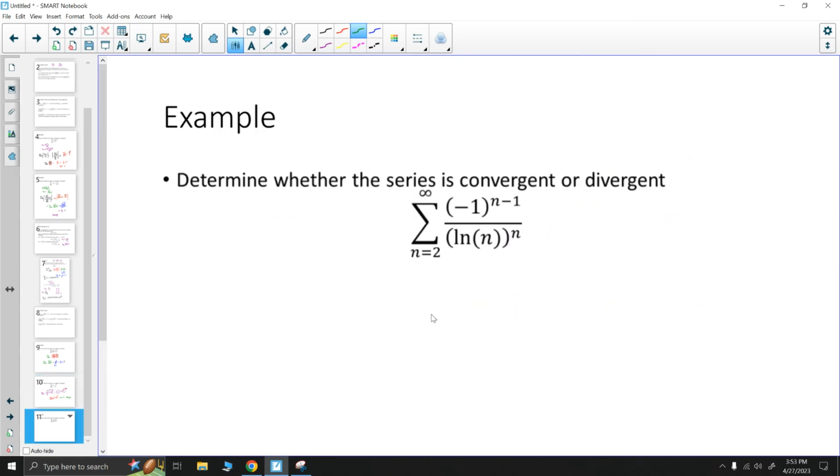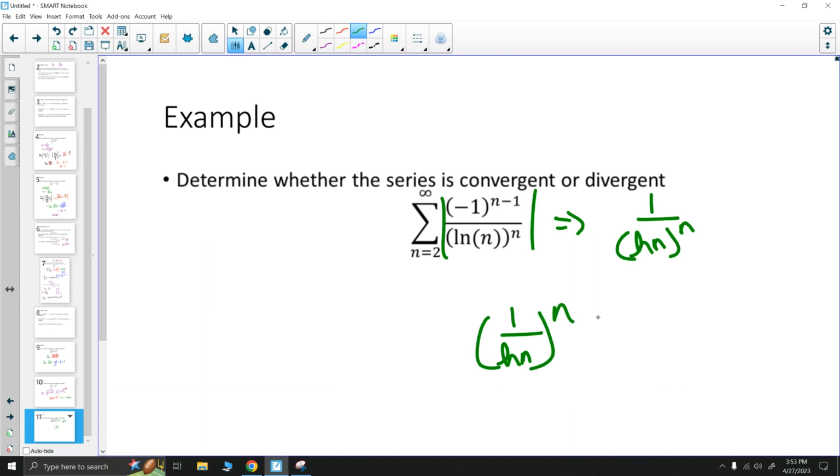Okay, let's take a look at another one. Determine whether this series is convergent or divergent. Okay, so first of all, we have an alternating series. So that's what we use this absolute value for, realistically speaking, is to deal with that. So essentially, we're going to take the absolute value. That would lead us to 1 over ln of n to the n. Okay, which really means that this is 1 over ln n all to the n here. So we already took the absolute value.